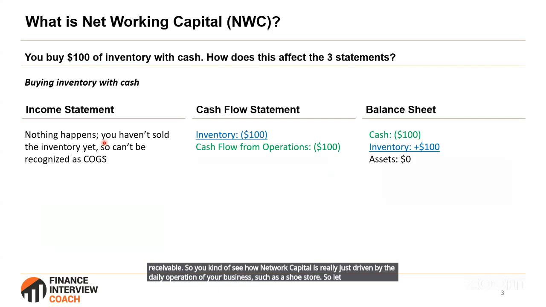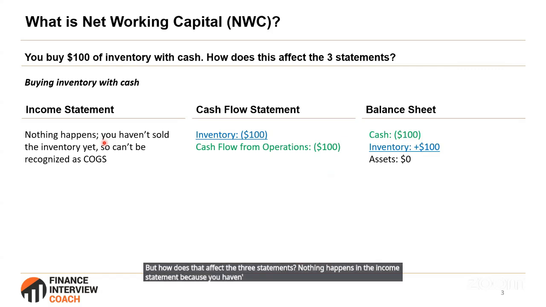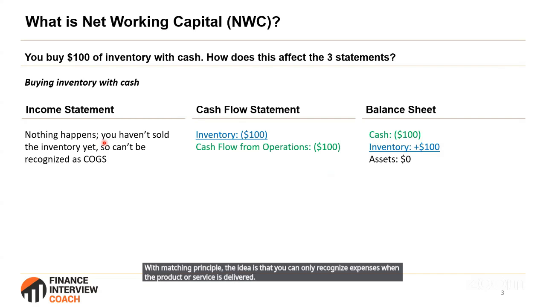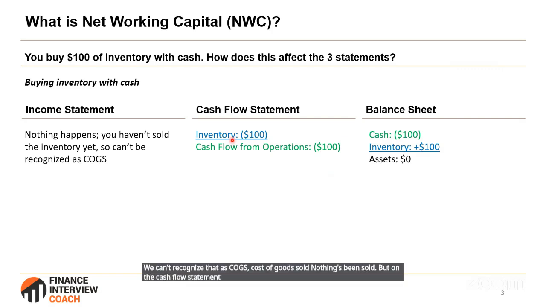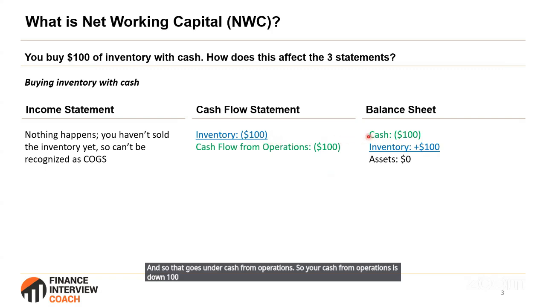So let's go through the first example. If you buy $100 of inventory with cash, well, how does that affect the three statements? Nothing happens in the income statement because you haven't sold the inventory yet. With the matching principle, the idea is that you can only recognize expenses when the product or service is delivered. So we can't recognize that as COGS, cost of goods sold, nothing's been sold. But on the cash flow statement, we have an outflow of cash of $100 here because we're going to buy the inventory in this example with cash. And so that goes under cash from operations. So your cash from operations is down 100, your cash is down 100. On the balance sheet, your inventory is up 100, and those cancel out and your assets are zero. And so you got your shoes and your cash is down.